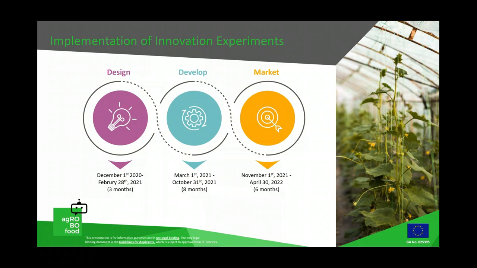Then you enter the 8 months process of develop phase, which means building the technical solution, testing it in the field, validating it. So as you can see, this actually gets you the summer and spring and even part of the autumn season. And then as that finishes and you have your results, you enter the market phase where you're more focused on entering the market, promoting your product, finding customers, and so on. Upon successful completion of each of these phases, you submit deliverables that are being reviewed by independent experts. And then once those are approved, you receive subsequent funding. So 30, 40, and then 30% of the funding is released.